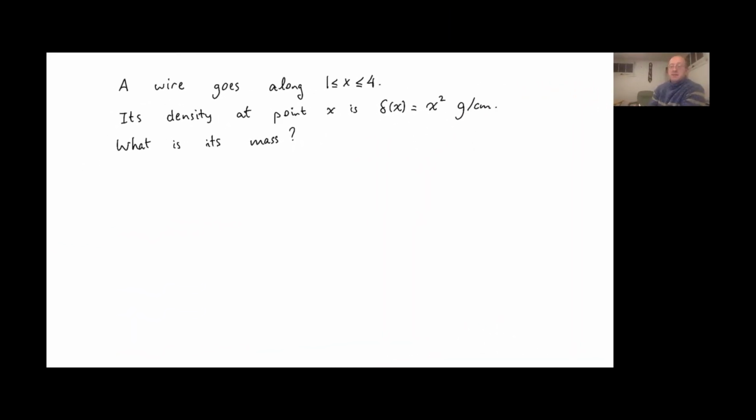Now we'll look at an example of a wire with variable density. So suppose a wire goes along x from 1 to 4. Its density at a point x is x squared grams per centimeter. What's the mass of this wire? Well, the shape of the wire is the same as before, the segment from x equals 1 to 4. But the density is different at each point.